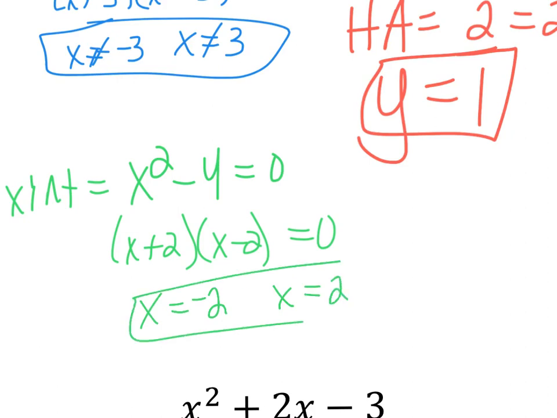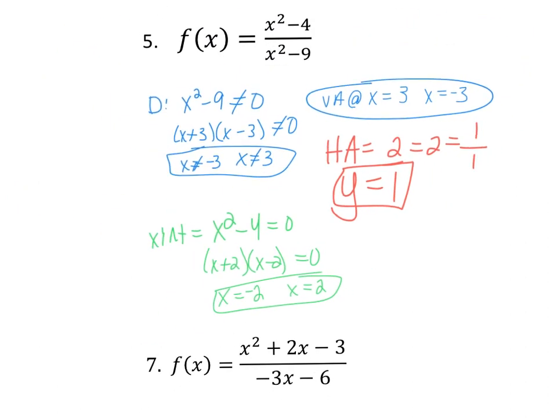Wasn't it x squared minus 9? For what? Right. X-intercepts are the numerator. That's okay. Don't apologize. That's okay.